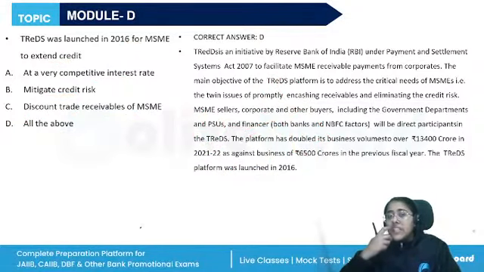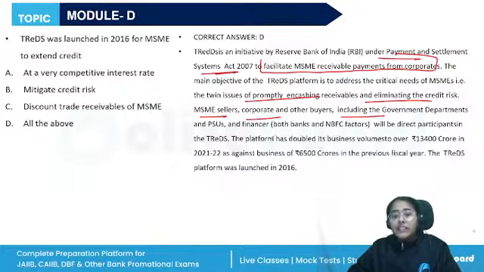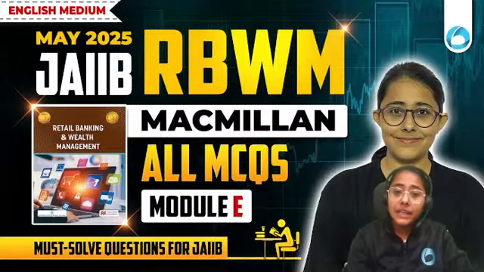TReDS platform, it is an initiative by RBI under the Payment and Settlement Systems Act of 2007 to facilitate MSMEs' receivable payments from the corporates. So the twin issue of promptly encashing receivables and eliminating the credit risk. Right? The MSME sellers, corporate and other buyers, including government departments, PSUs, and financiers, will be the direct participants. The platform has doubled its business volume and it was launched when? In the year 2016.